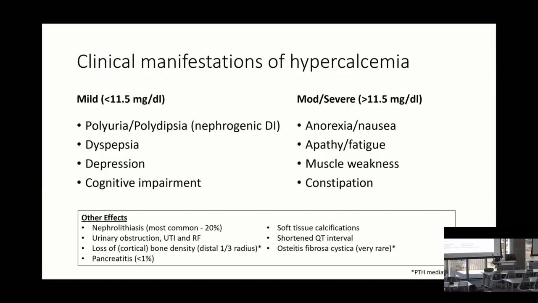And then you can have loss of cortical bone, like we talked about, with more advanced and more prolonged hypercalcemia. And then pancreatitis. Hypercalcemia can cause pancreatitis due to its effect on the secretory ducts in the pancreas. In more severe conditions, you can have soft tissue calcifications, and then osteitis fibrosa cystica, again essentially fibrosis of the bony matrix that we talked about. And then on EKG, you can have a shortened QT interval.